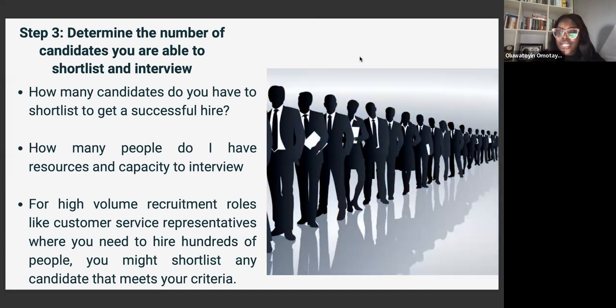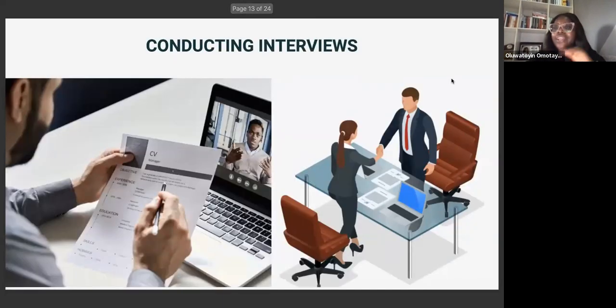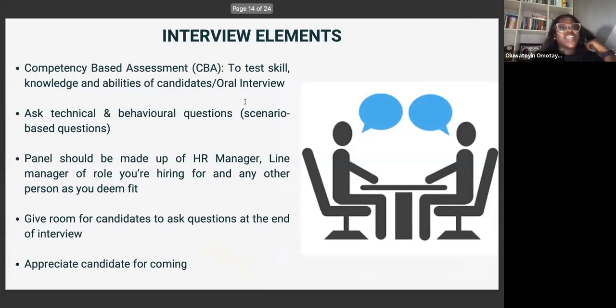Let's move on. Now, in conducting interviews, we are shortlisted. Out of 100 people who have applied for volunteers coordinator, we have picked 5 people. How do we determine who is the best amongst these 5 people? Let's take a look at it.